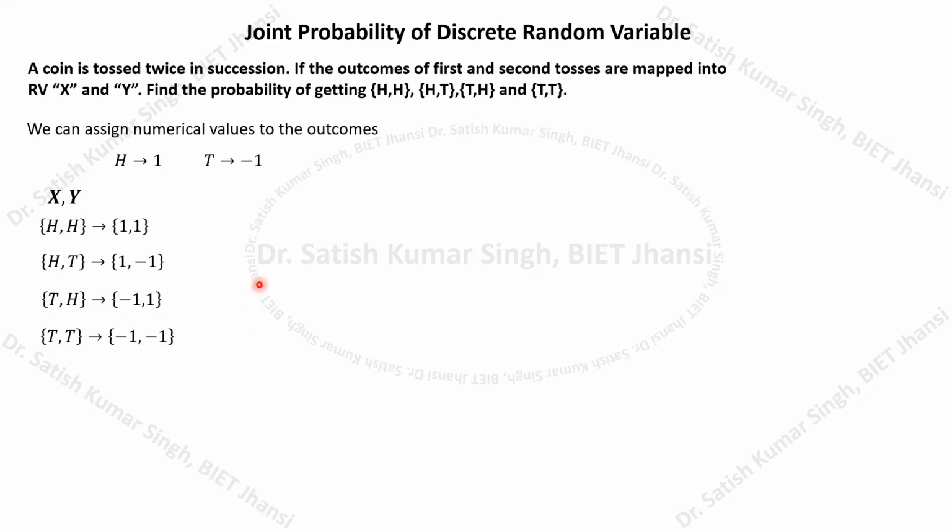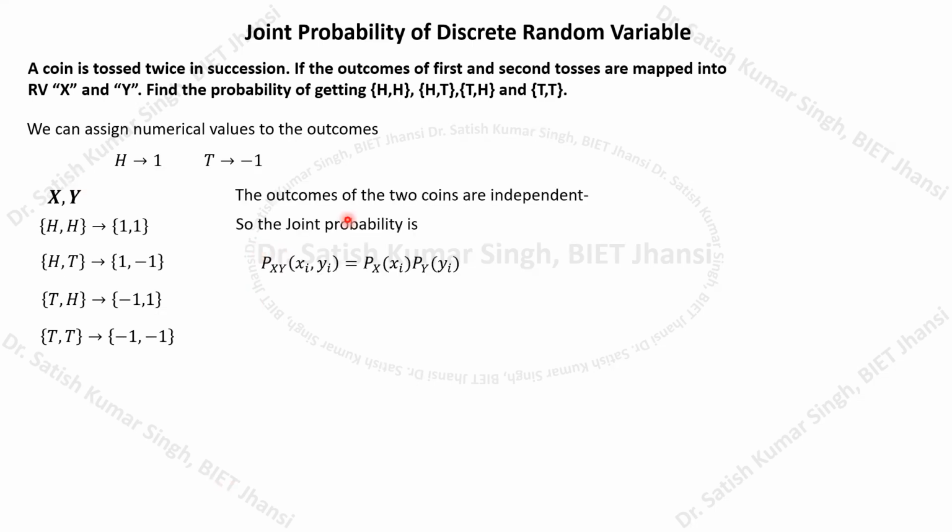Because we are having a coin, when we toss a coin one time, and again take the same coin and toss it again, these two experiments are independent of each other. The meaning is that whether in the first toss we have got head or tail does not impact the result of the second toss. That's why these experiments are independent, and therefore I can say that the outcomes of the coins are independent.